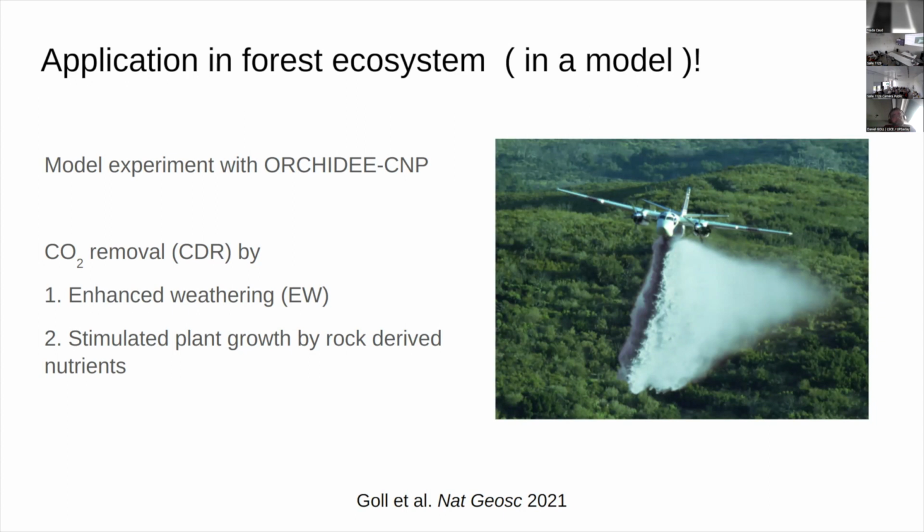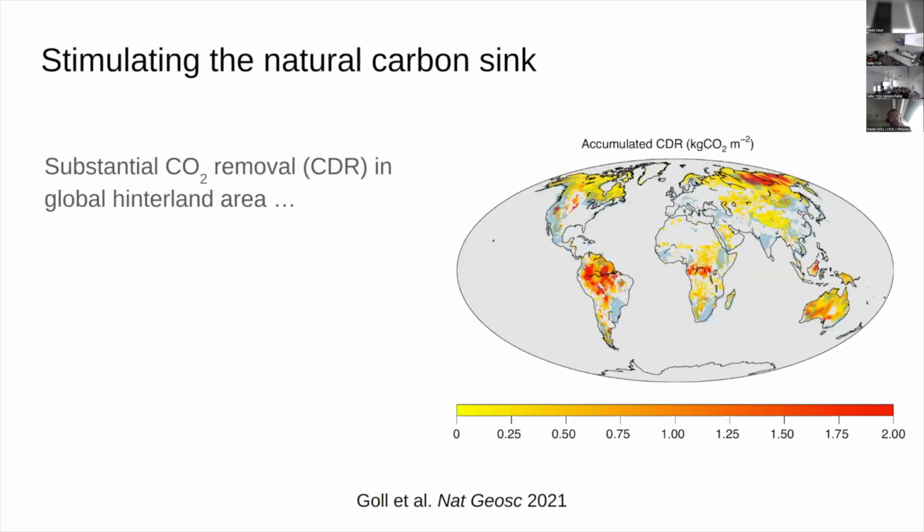And we did idealized experiments where we spread all remote forest areas with basalt using an airplane. And we looked at how much CO2 is being drawn down by the chemical reaction, by the abiotic enhanced weathering reaction, and how much can be taken up by stimulating forests by giving them some extra phosphorus. So we did global simulations, and here you can find the map of the accumulated CO2 being removed over a time scale of 50 or 60 years, I think, for an application of 3 kilograms of basalt per square meter, something like that.